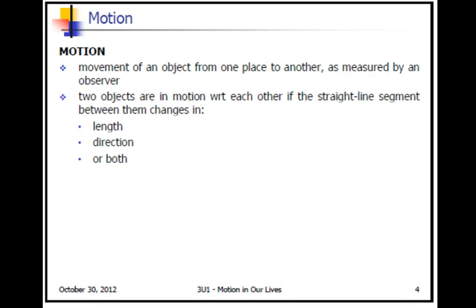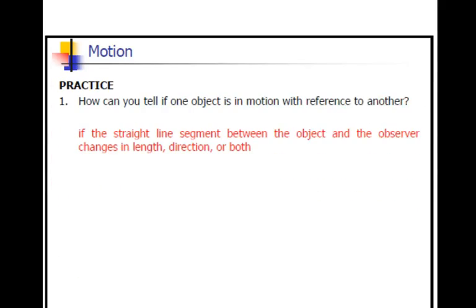And this idea of motion being measured by an observer, that will come into play quite frequently in physics, especially when you get into your grade 12 university preparation physics course and in university physics, that the idea of an observer is important to recall or to reference in terms of motion.